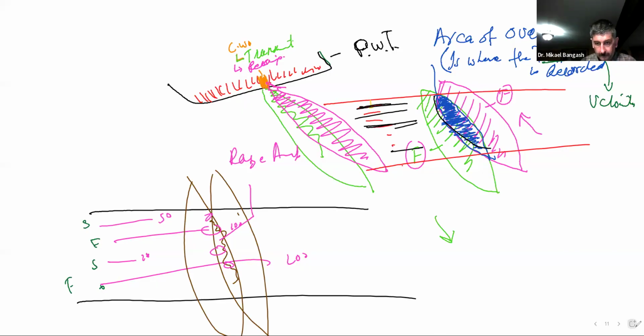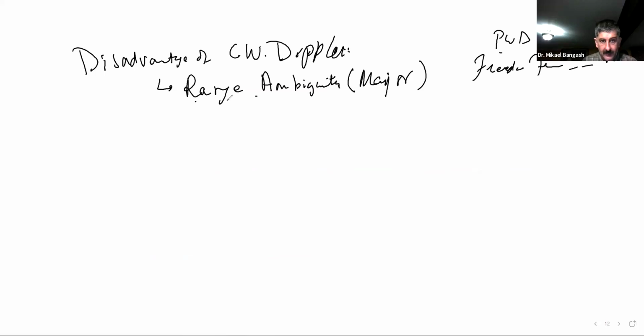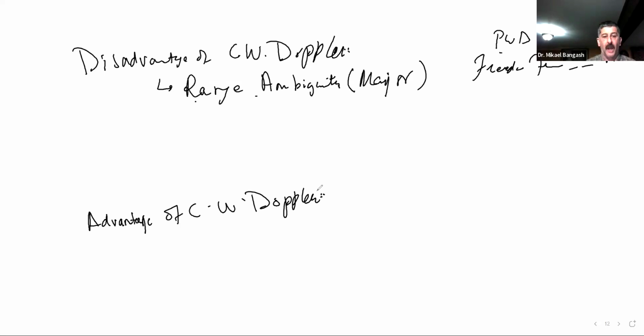Now, we can say this range ambiguity is a major disadvantage of a continuous wave Doppler. Now let's talk a bit about the advantages. What is the major advantage of a continuous wave Doppler?